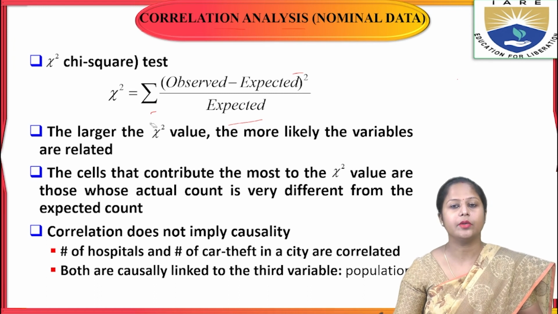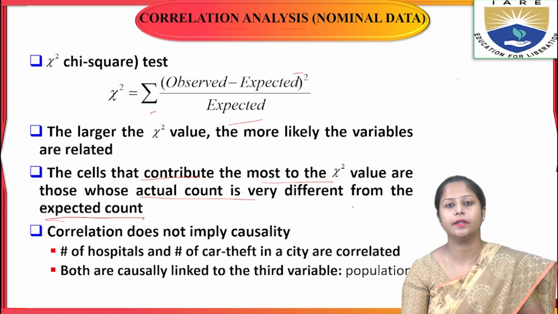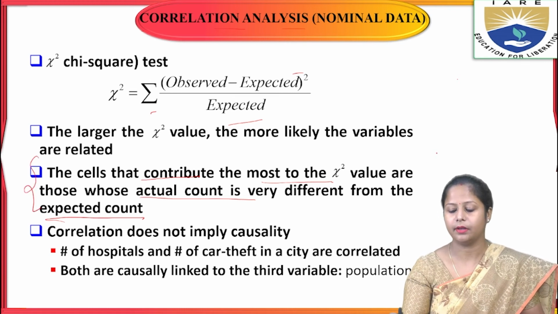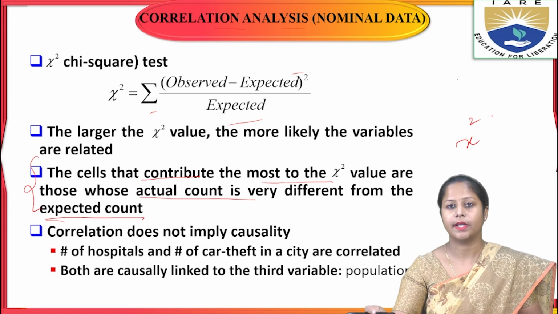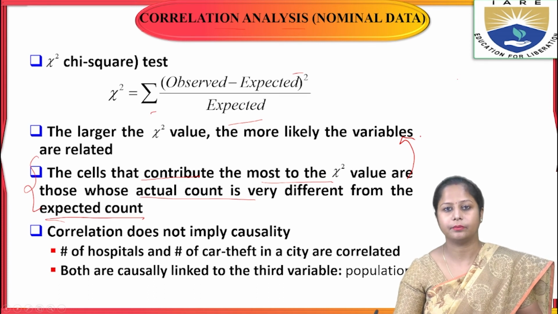The cells that contribute the most to the chi-square value are those whose actual count is very different from the expected count. Only when the value is very different from the expected value can it contribute the most to the chi-square value. So only then can we have a larger value of the chi-square.